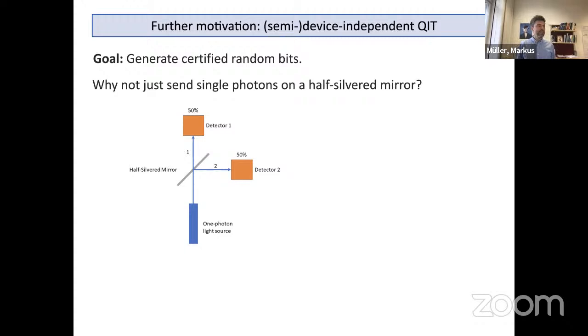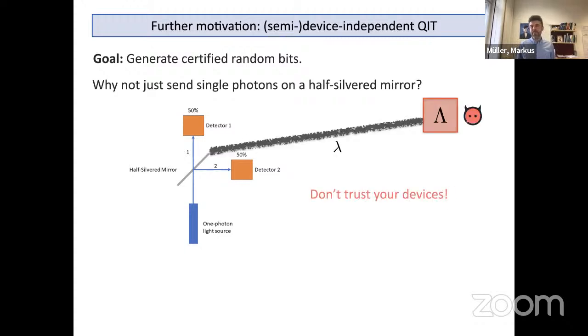Is that good? Well, it's maybe good, but maybe not good enough. It might just be the case that the mirror doesn't really do what you think it does. So perhaps you even bought the mirror from the NSA, right? And in fact, the apparent unpredictability that you have here depends on some random variable lambda that's actually known by an eavesdropper, so that there's an eavesdropper somewhere else who can predict your outcomes just by knowing more about the mirror than you do.